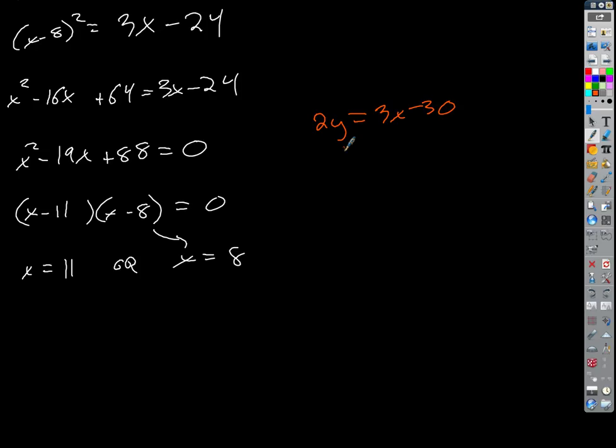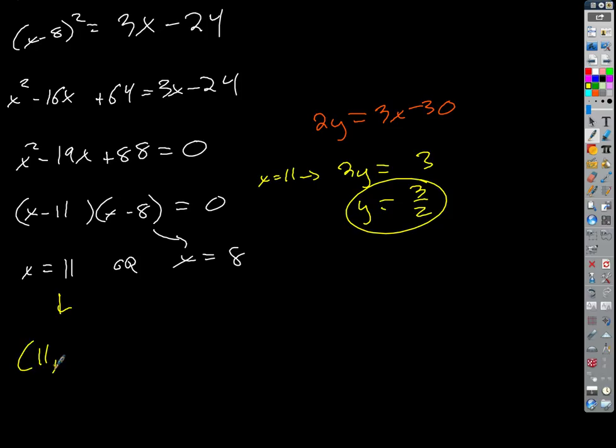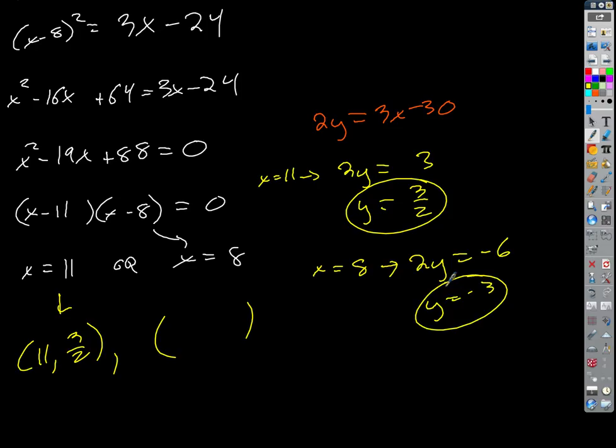Everybody agree? So if I plug in x equals 11, for example, we'd end up with 2y equals 3 times 11, which is 33, minus 30, it would be 3. So what's y? Yeah. Right? So we get the ordered pair 11, 3/2. What about if x equals 8, if I plug that in? I'm going to get 2y equals 3 times 8, which is 24, minus 30. Negative 6, good. So what's y? Negative 3. Negative 6 divided by 2 is negative 3, so we get 8, negative 3. Make sense?